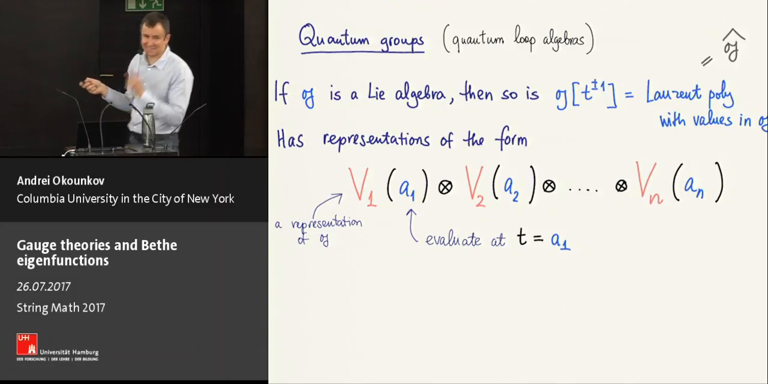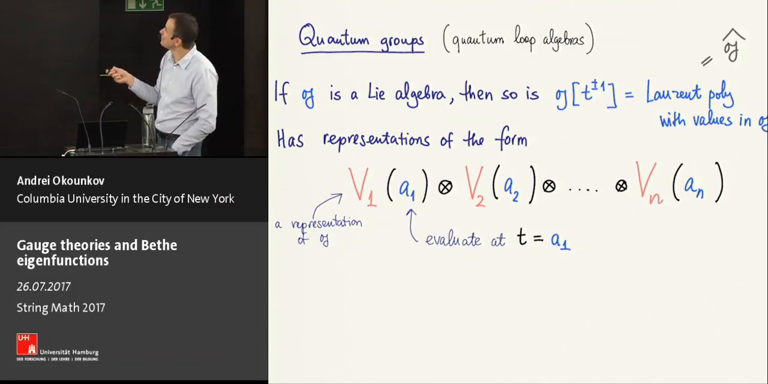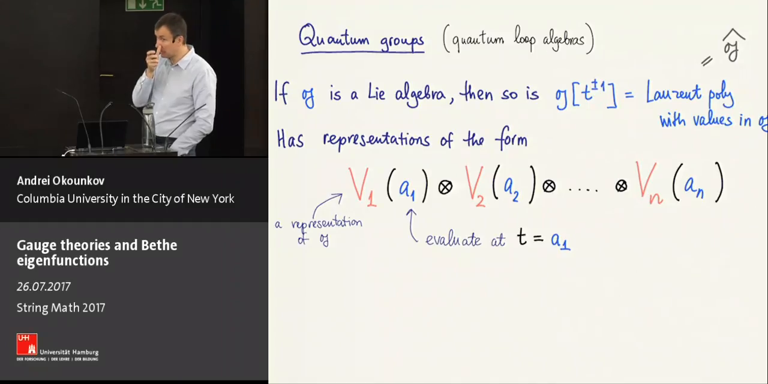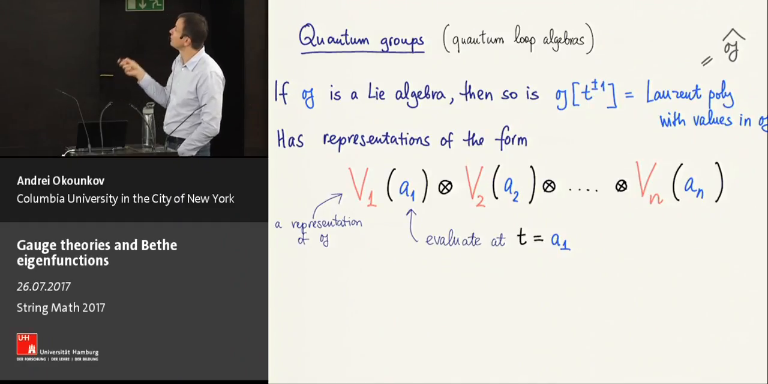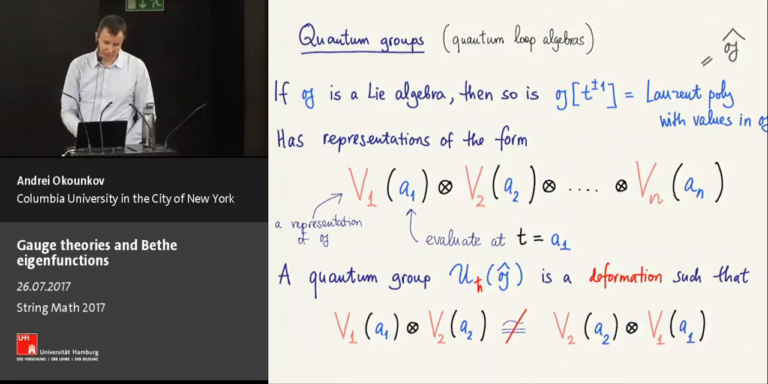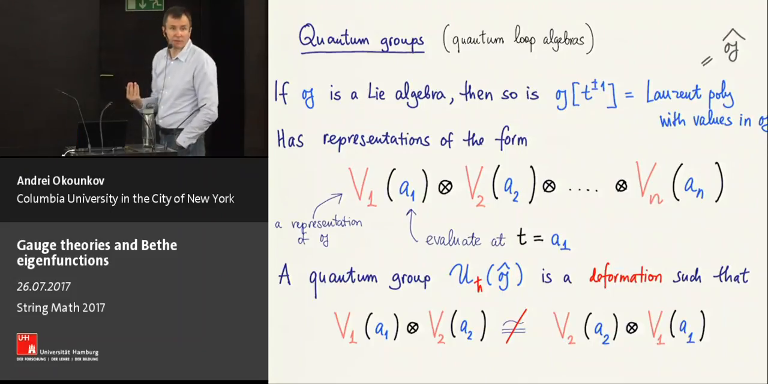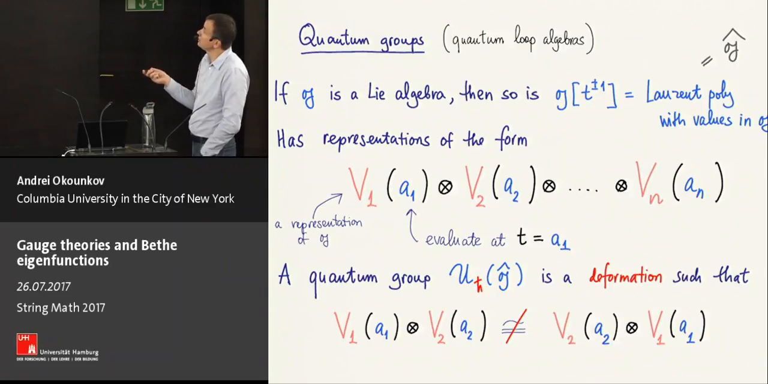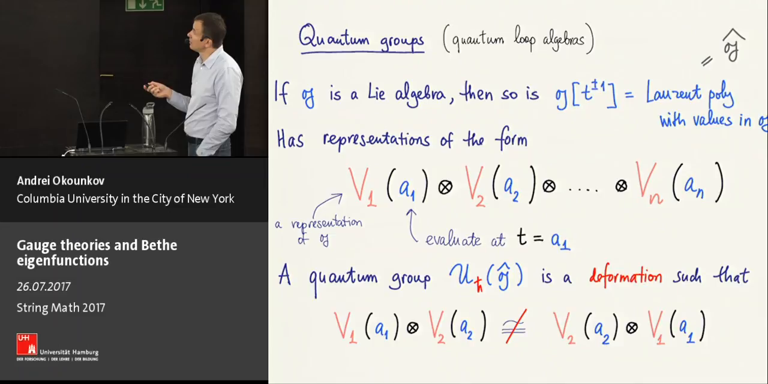Not exactly great luminosity, but if I have a parameter, I can evaluate at some value of a. And then I get the Lie algebra element, and then I can act in some representation V1. And then I can take a bunch of those and tensor them together. Those will be a representation of this Laurent polynomial algebra. And the quantum loop algebra is quite simply an algebra whose category of representations is a deformation of this category. And the interesting aspect of this deformation is that the tensor product is no longer commutative.